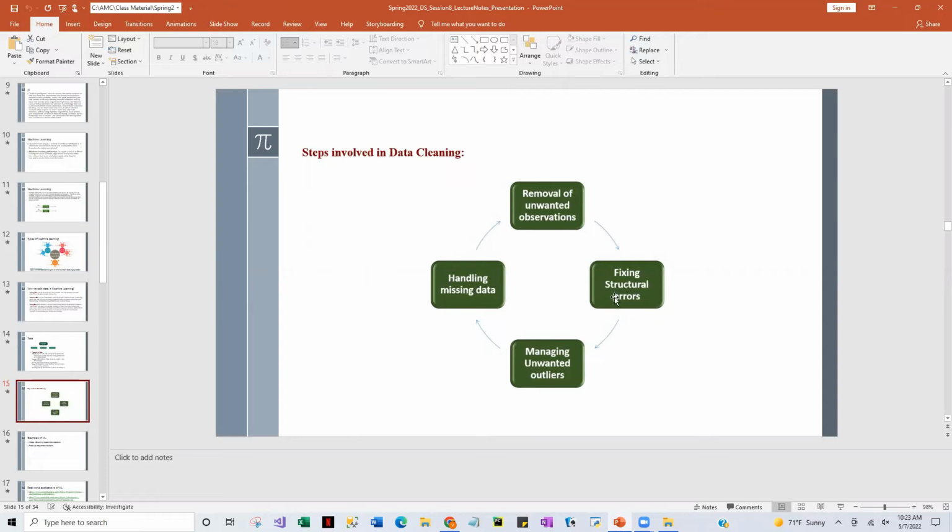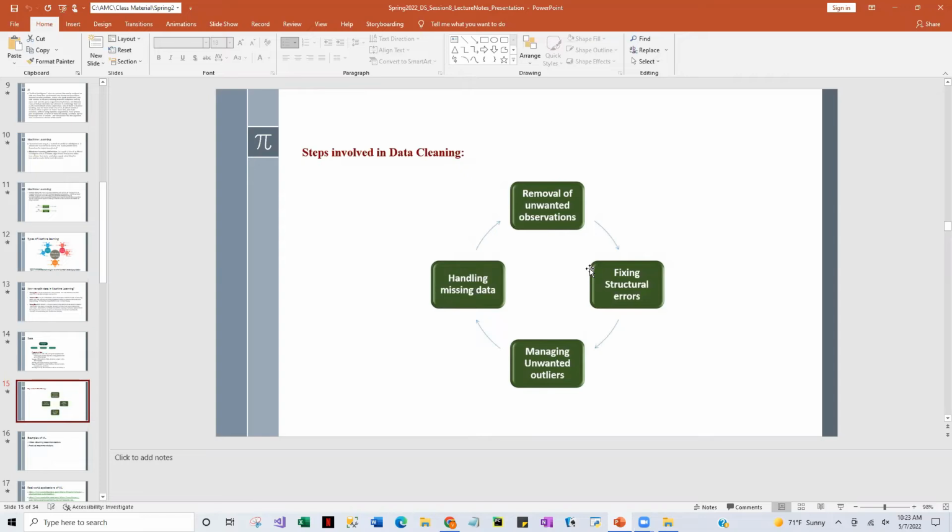You may need to fix any structural errors, such as the unit of measurements. You can measure in the metric unit, or in pounds or kilograms, right? So you need to know what kind of units are applicable for the underlying data in order to fix that. Any outliers you want to manage, and if data is missing or not applicable, you need to fix it too. So these are the steps involved in the data cleaning process.